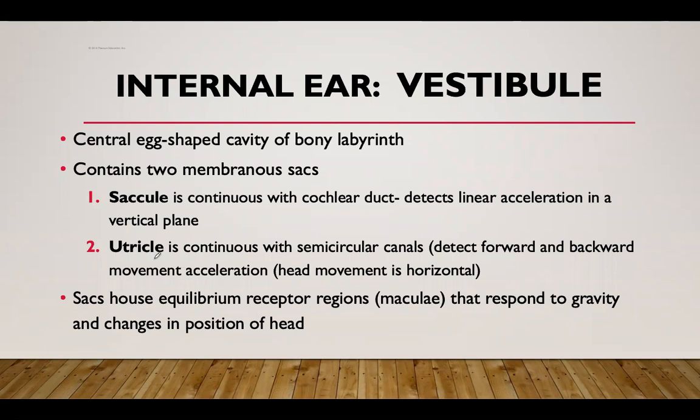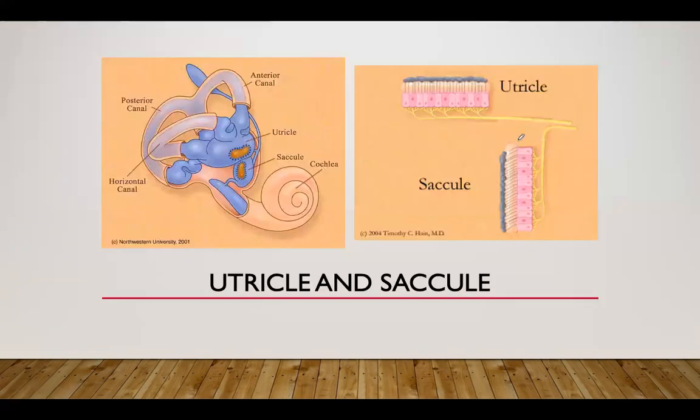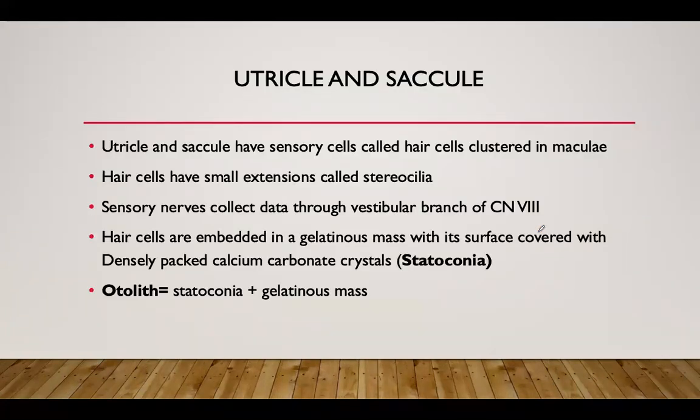So saccule, which is the one that is in a vertical plane, allows us to detect what we identify as linear acceleration in a vertical plane. Basically, if you're in an elevator and you're going up or down, that feeling that you're moving up or down is created by the saccule. Versus when you are in a car and the car is speeding forward or backward, that acceleration is in a horizontal plane. That is measured by your utricle. So keep that in mind. We'll explain it in a little bit more detail.